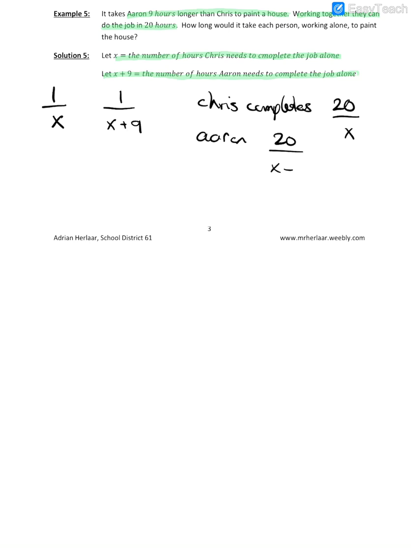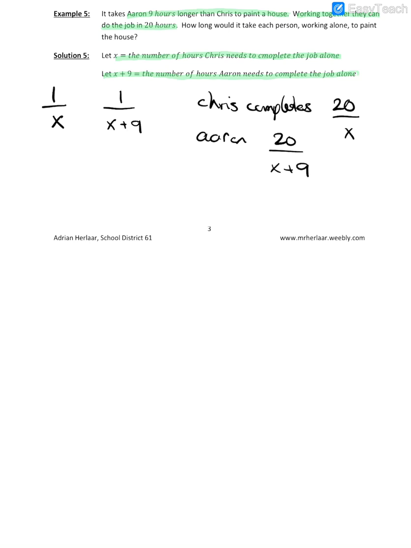Now, if Chris completes the job in X number of hours, then he works at a rate of 1 over X, right? Again, if it takes him 5 hours, then he gets 1/5 of it done in an hour. Aaron works at the rate of 1 over X plus 9. If it takes them 20 hours to do the job together, Chris completes 20 over X of the job, because that's his hourly rate, and Aaron completes 20 over X plus 9 of the job.